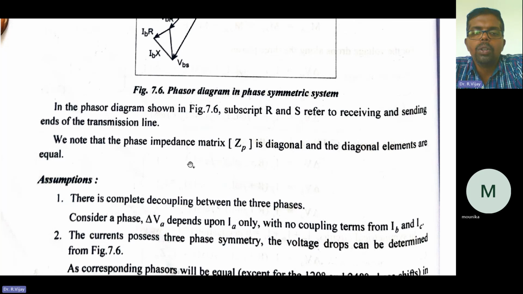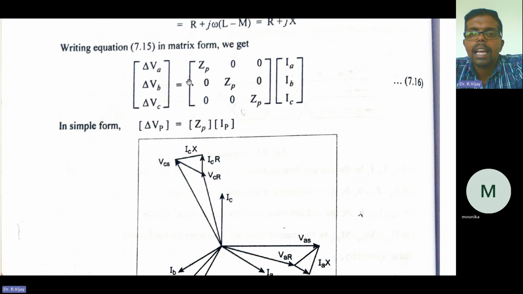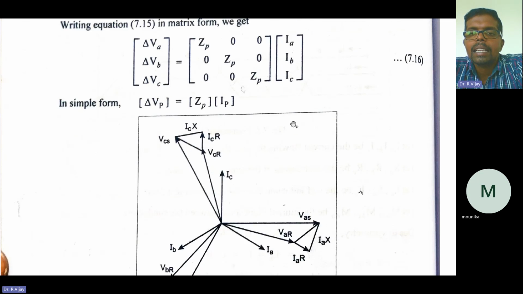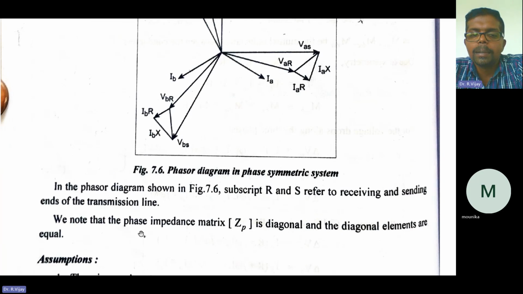So we noted that the phase impedance matrix ZP is diagonal and all the diagonal elements are equal. That is, in ZP, all the diagonal elements are equal.